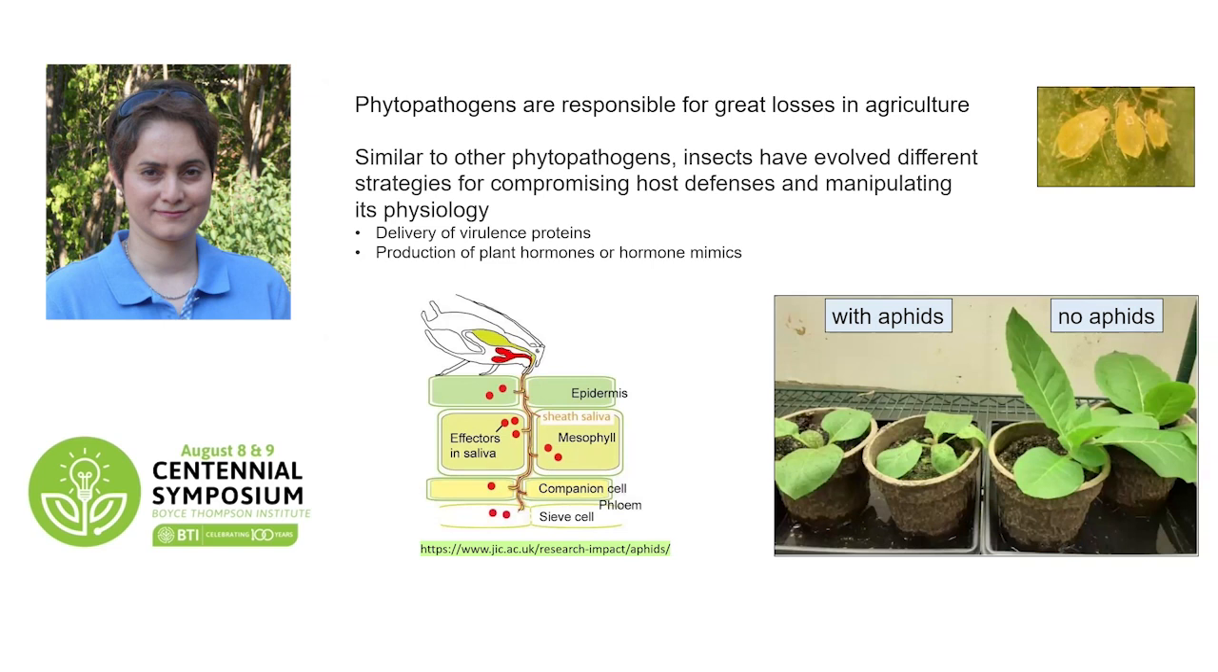If you put a bunch of aphids on tobacco plants and look at them after a couple of weeks, you can see that, compared to the ones that didn't have aphids, the plants have stunted growth, and they basically look like zombie plants that are just factories for food for aphids.